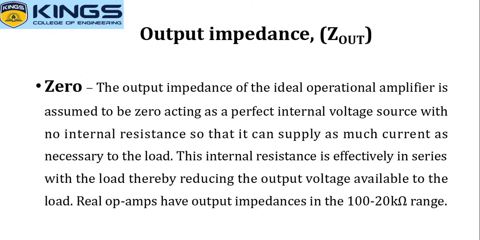The third one is output impedance, Zout. It is also 0. The output impedance of the ideal operational amplifier is 0. This internal resistance is effectively in series with the load, thereby reducing the output voltage available to the load. But in the case of 0 output impedance, it is a perfect internal voltage source with no internal resistance, so it can supply as much current as necessary to the load.